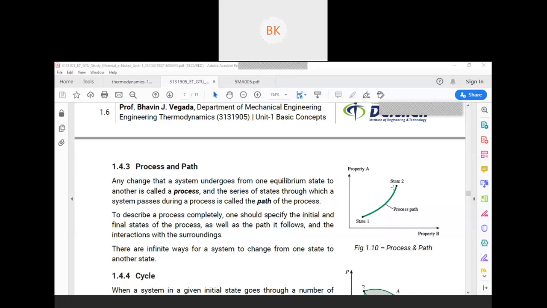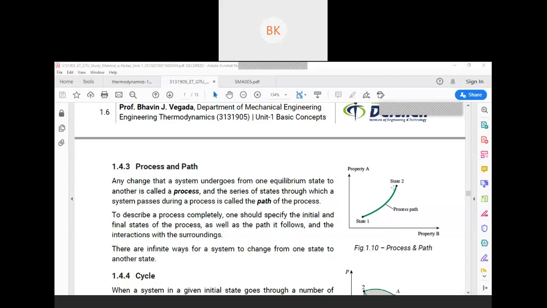Clear? Are you getting it? So, for example, if I travel from Borivali to Dahanu, okay? So Borivali is there and Dahanu is there. Borivali is one state, okay? And Dahanu is the second state, right? So it is independent of the path.